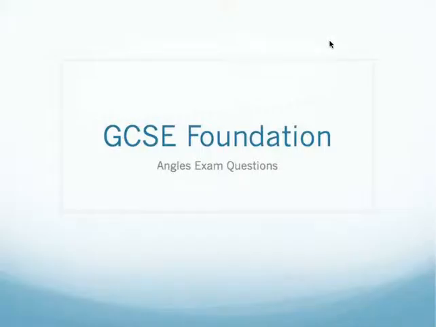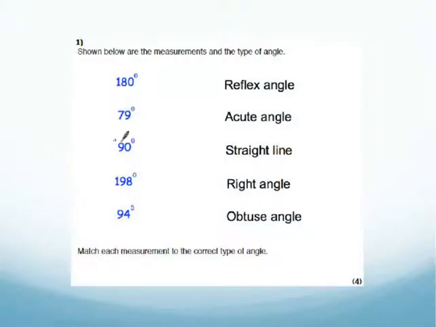So this is GCSE Foundation Angles exam questions coming from the November induction booklet. These are solutions for the first parts of the questions. So question 1, shown below are the measurements of the type of angle. So we want to identify which angle matches up to which name.